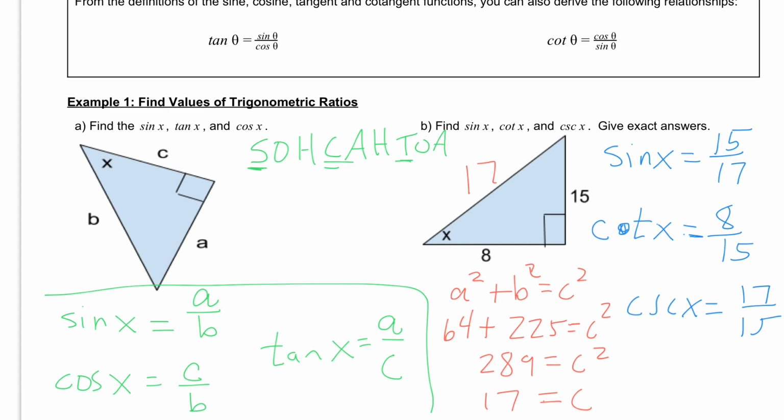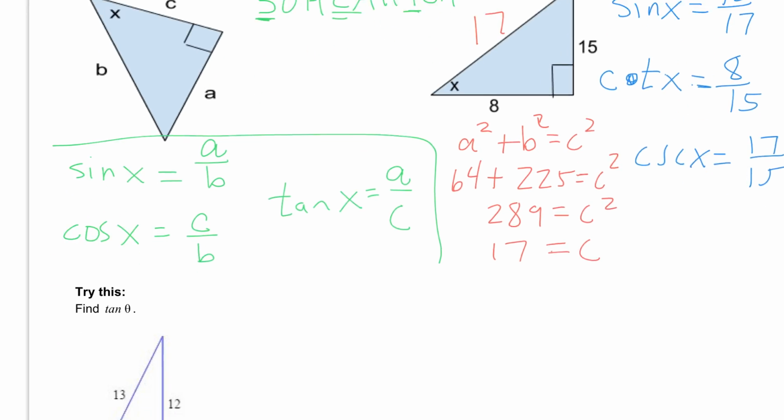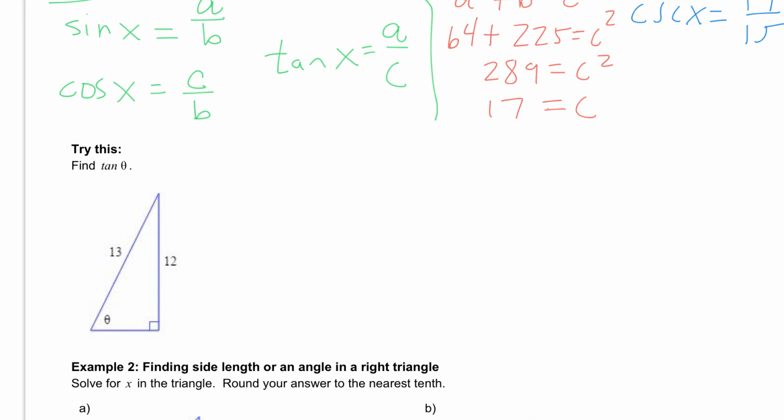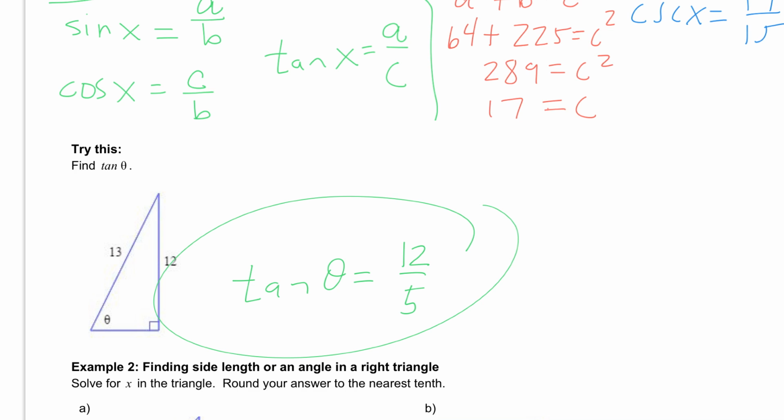Next, I would like you to do the Try This, which is on the back. So I want you to find the tangent of theta. So just one function. Go ahead and pause it, and unpause it when you're ready to check your answer. If you did this one correctly, you should have gotten the tangent of theta to be 12 over 5. If you have questions on any of this, please let me know.